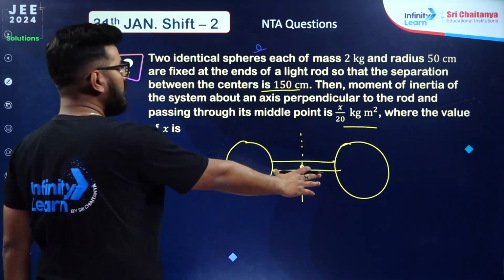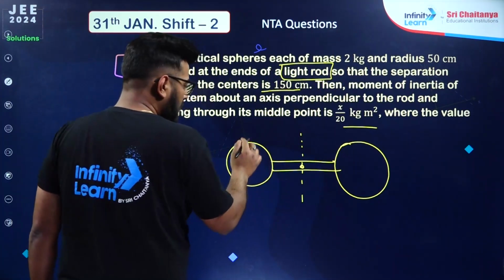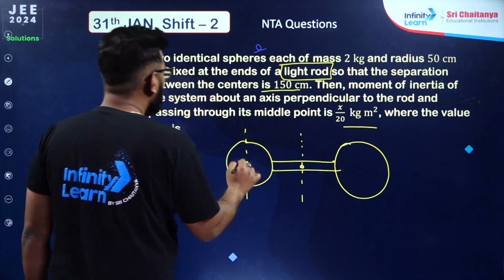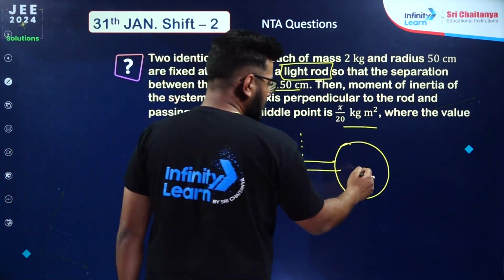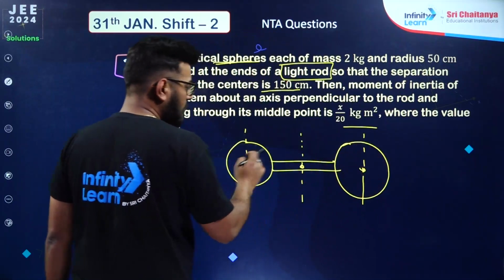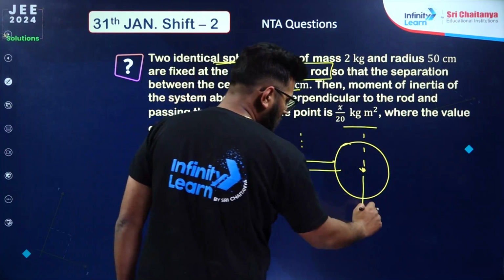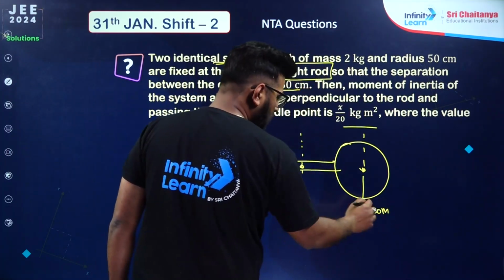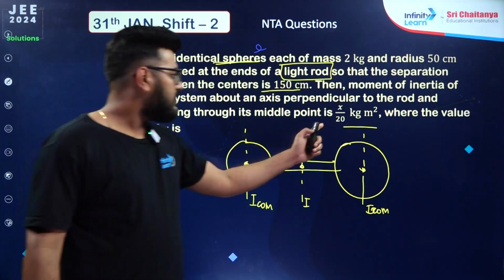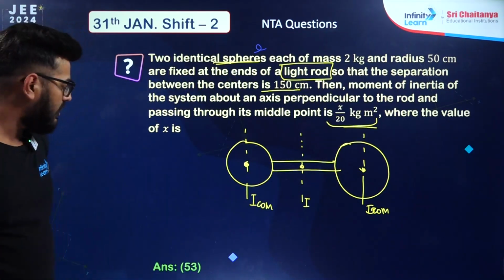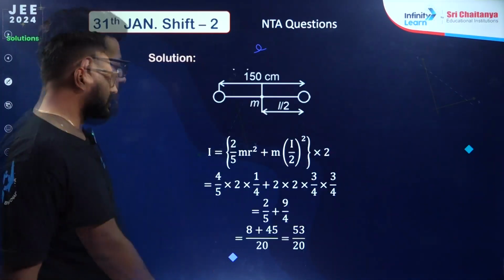So first, the rod is light, so there is not going to be any moment of inertia of this rod. Basically you need to find out the moment of inertia of this sphere, considering it to be a solid sphere, about this axis, and through the parallel axis theorem find the moment of inertia about this one, okay? So this is about COM, and about this it is going to be ICOM plus MD square. You'll get the answer as x by 20 kg meter square, and finally on comparison you will get 53 as the correct answer, okay? 53 as the correct answer over here.